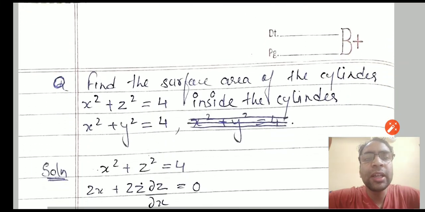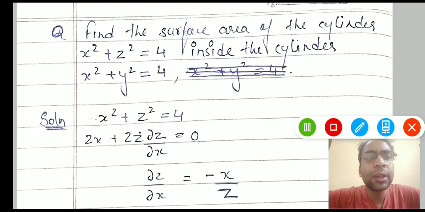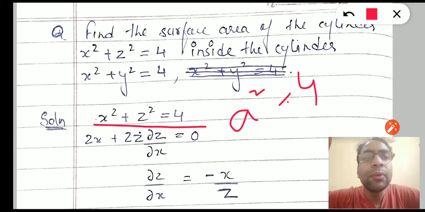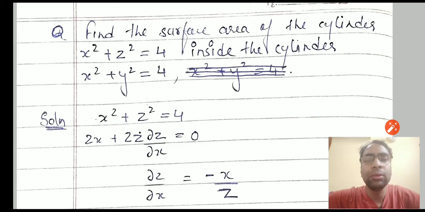The value of a can easily be obtained from this equation. This is x square plus z square is equal to a square. So here a square is equal to 4, so a is equal to 2. So we have the value of a is equal to 2.